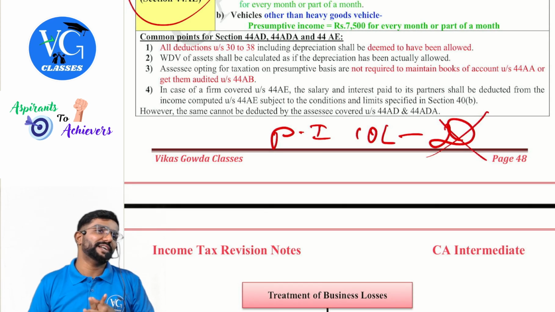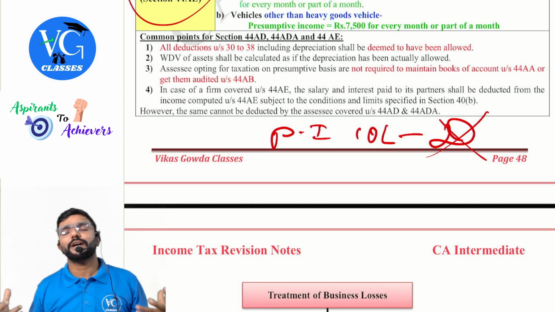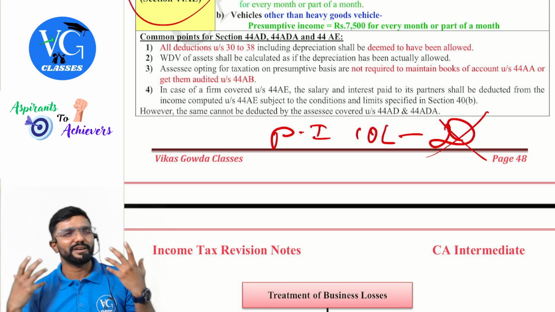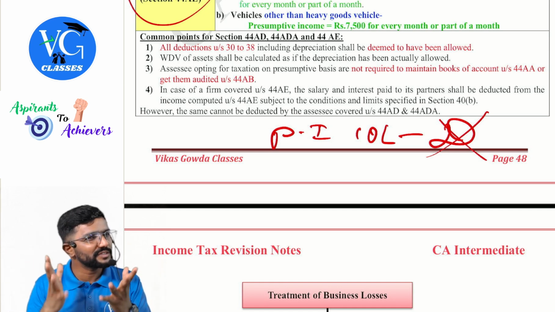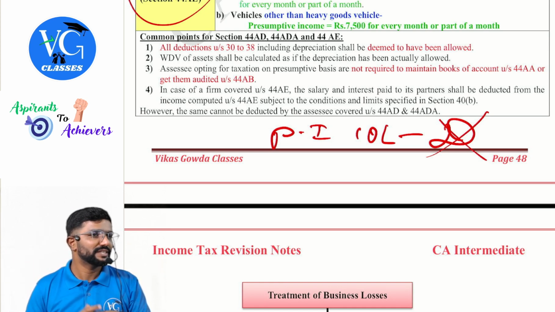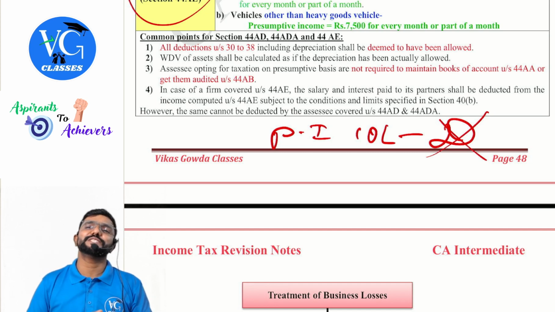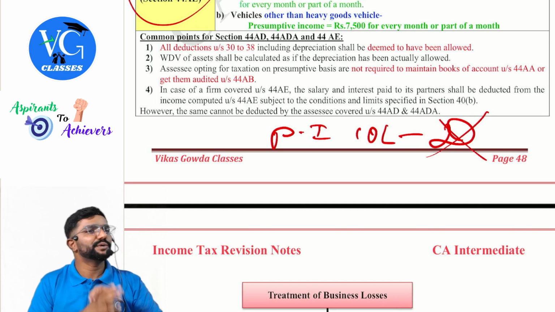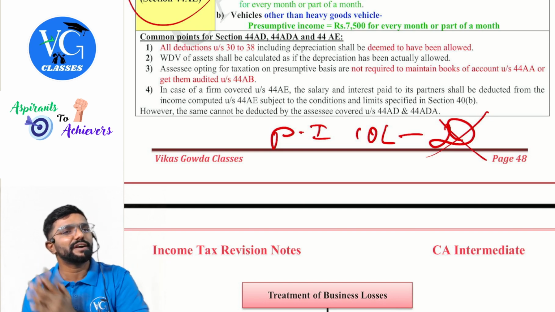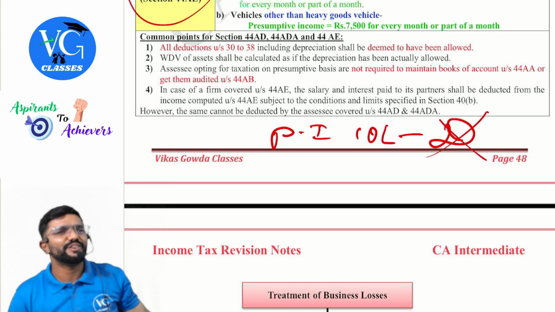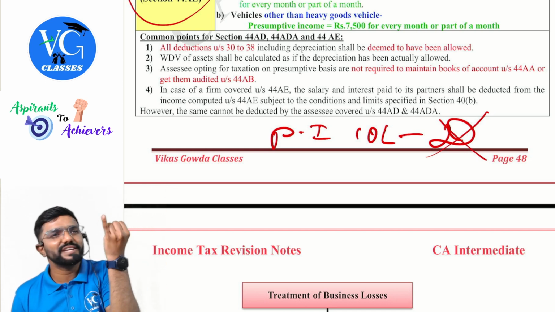Next, sir, what is the main purpose of these presumptive schemes? To reduce compliance burden. For small businesses and professions, maintaining books to check what is allowed and what is disallowed is a big headache. They have to focus more on their business at the initial startup stage. So under income tax, they gave the benefit of the presumptive scheme, telling them, okay, enjoy. You need not maintain books of accounts, you need not get it audited, you need not even worry about what is allowed and what is disallowed. Big list is there. Don't worry. Your compliance burden is reduced.